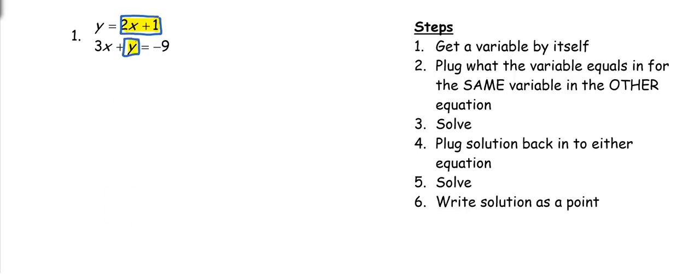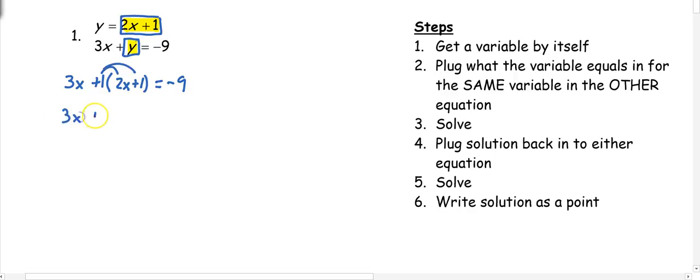Then we're going to solve. So once I substitute, I have 3x plus, put in parentheses what you're substituting. So 2x plus 1 equals negative 9. Now we're going to solve. So there's nothing in front of the parentheses, so we can say it's a 1. So we get 3x plus 2x plus 1 equals negative 9.